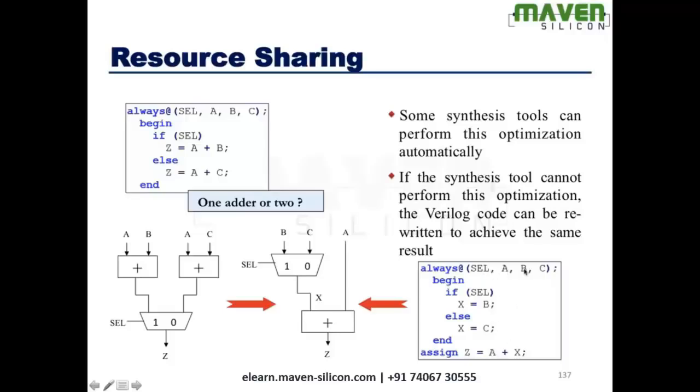always @(select, A, B, C): if select is high, X is going to get B, else X is going to get C. And then I'm going to use X to perform the addition. assign Z = A + X. Here these two are concurrent. So it's going to produce X, and then based on X, it will perform the addition. That's how it works.